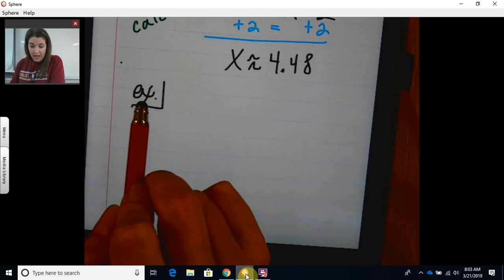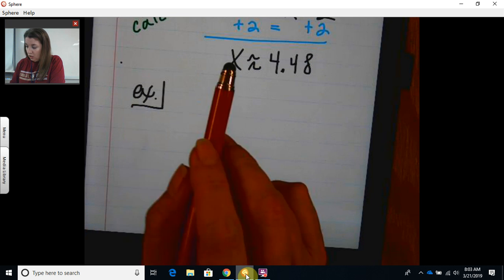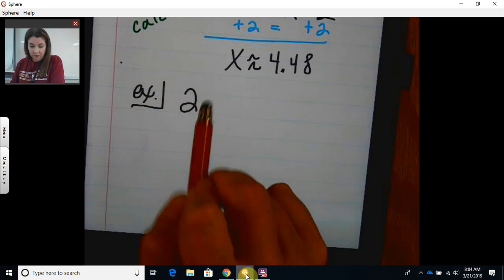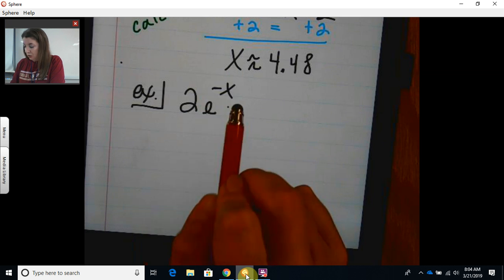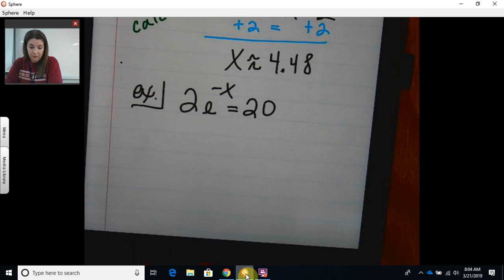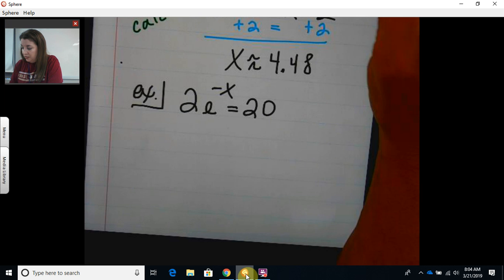We have 2e raised to the negative x equals 20. Okay, so can we write both sides with the same base? No. All right. Is this in exponential form? Not yet. What do we need to do to get it in exponential form? Divide by 2. Very good.